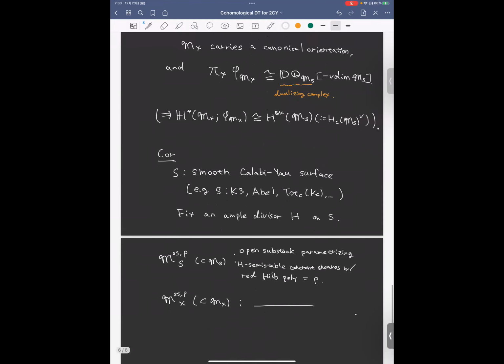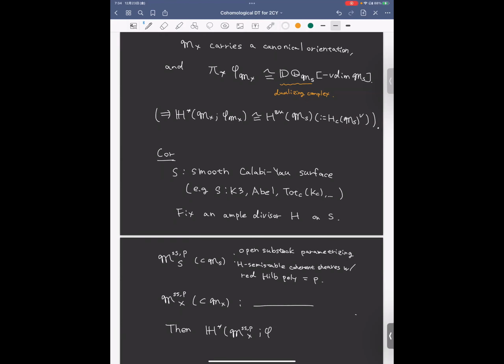Then we have the hypercohomology of the Joyce perverse sheaf on this open substack is isomorphic to the Borel-Moore homology of M^{ss}_P of S. So this follows from the fact that the push forward from X to S preserves H semi-stability. Okay.